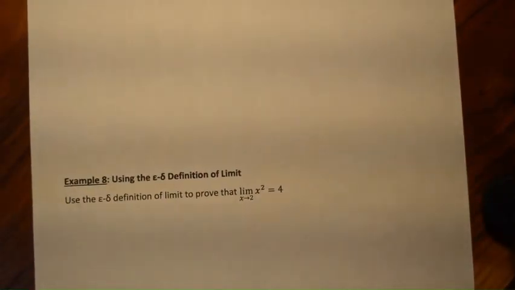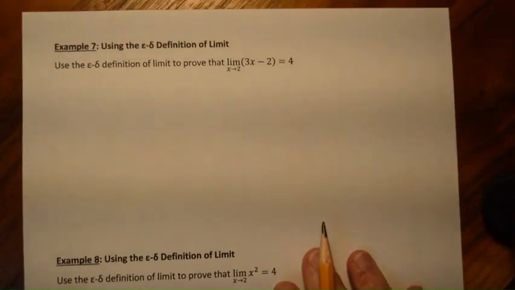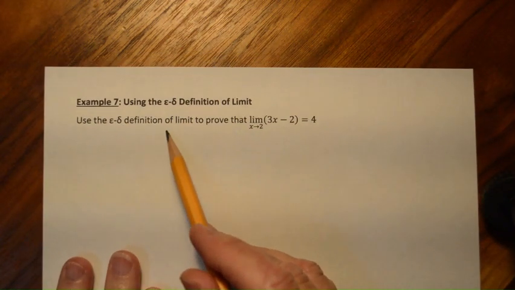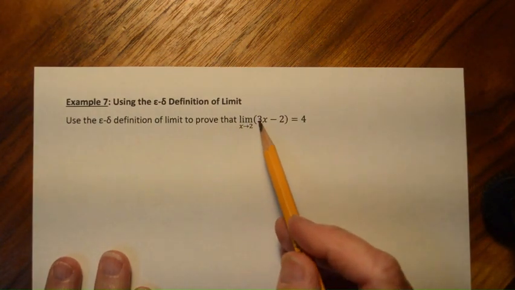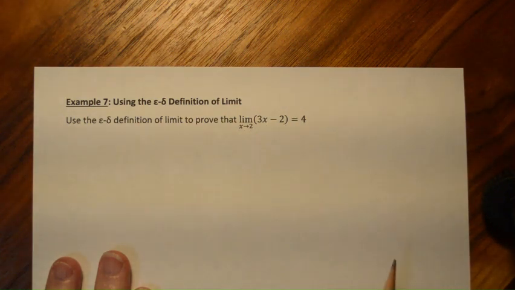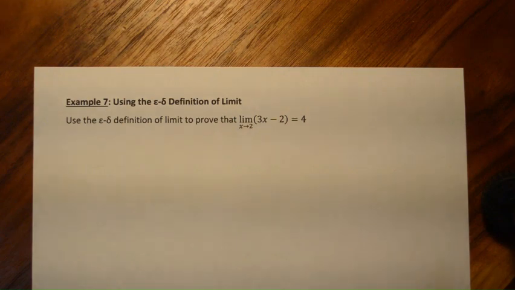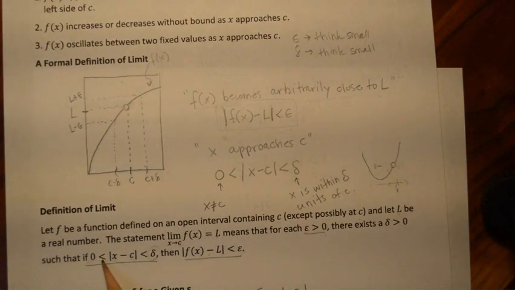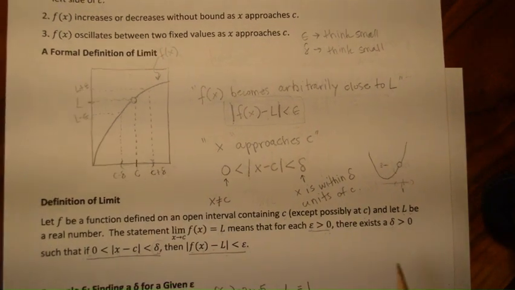All right, let's do one more example of this. We're not going to do example 8, so we'll just do this one. Use the epsilon delta definition to prove that the limit of 3x minus 2 as x approaches 2 is 4. And again, let me just remind you what we're doing. It says that if 0 is less than the absolute value of x minus c, which is less than delta, then the absolute value of f of x minus L is less than epsilon.